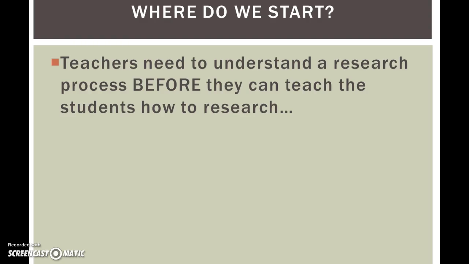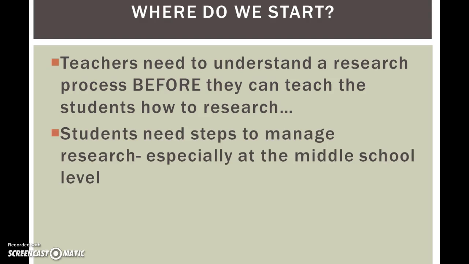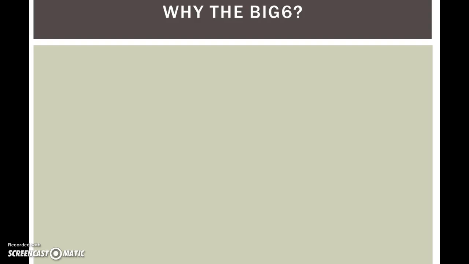Where do we start? Teachers need to understand a research process before they can teach the students how to research. Students need steps to manage research, especially at the middle school level. The Big Six is one model. There are tons of different research skill models out there to use with middle school, but one of the most prevalent, one of the easiest to use is the Big Six.